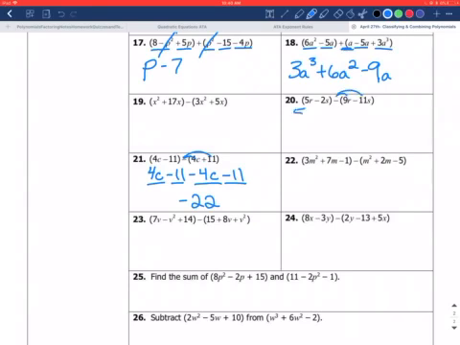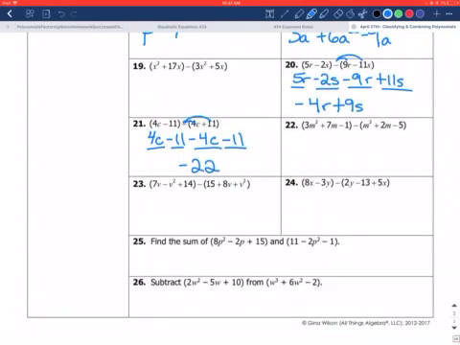I'll go back up and do number 20 as well. You need to distribute that negative, so I copy down the first one. But this one, I will change the sign of those. So the 9r becomes a negative 9r. The negative 11s becomes a positive. We'll combine the r's first because r comes before s. And then combine the s's.